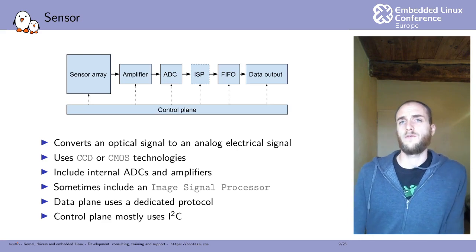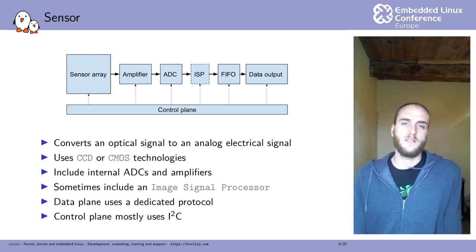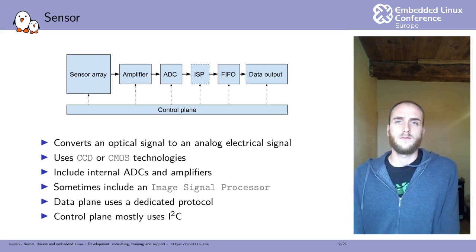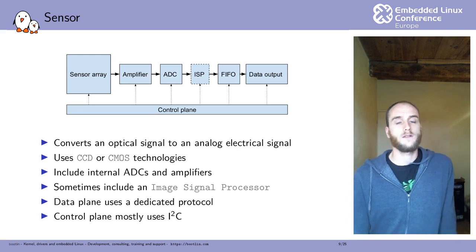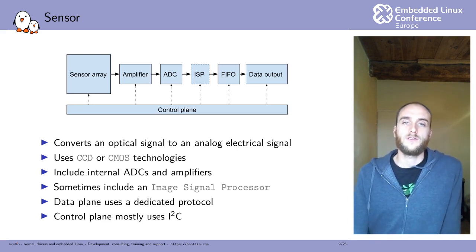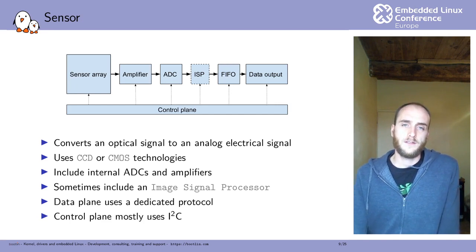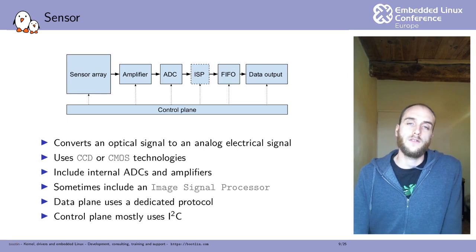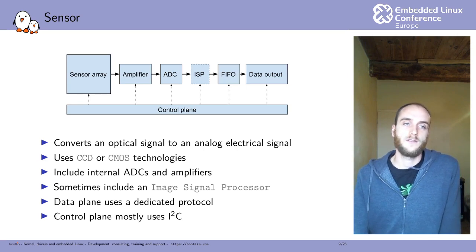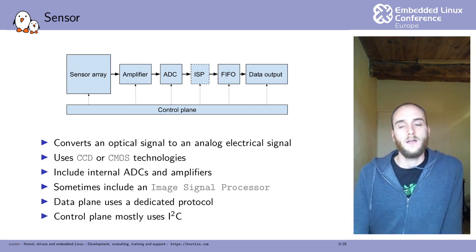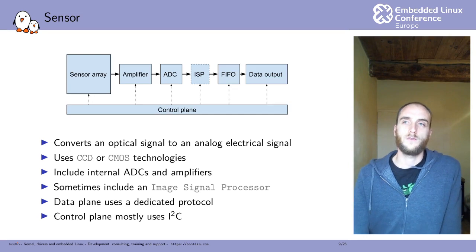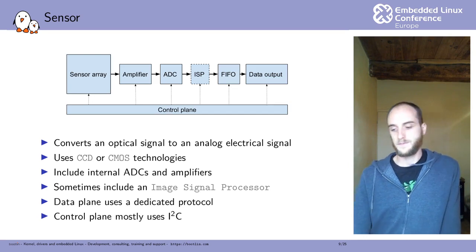After that, some very advanced sensors have a built-in image signal processor, but not all of them. We will see what this is for just after that. And then you have some internal queuing mechanisms, and then the data output is done through a dedicated interface. So on most sensors you have a control plane, mostly through I2C, and then a data interface. We're going to see which technologies we can use, but for example you can use the CSI interface.